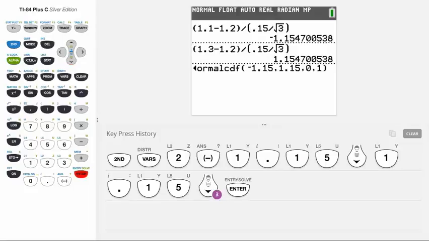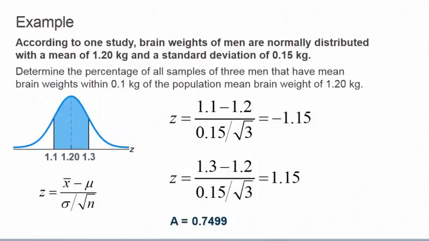Enter. If you did not have the stat wizard, when your normal CDF came up, you would just type negative 1.15, comma 1.15. 0 and 1 are the defaults. Enter, and I get 0.749856. Rounding to 4 decimal places, I get an area of 0.7499, which is 74.99%.